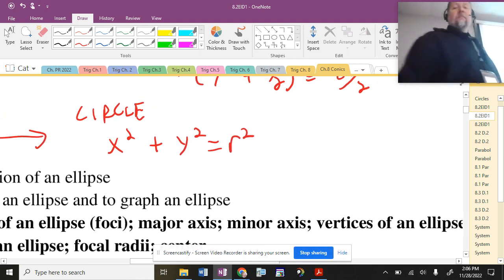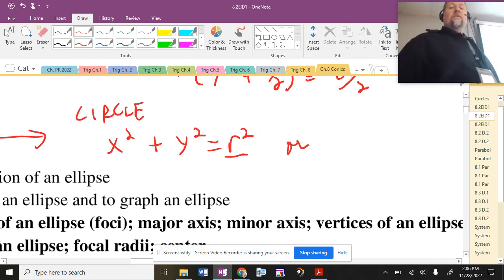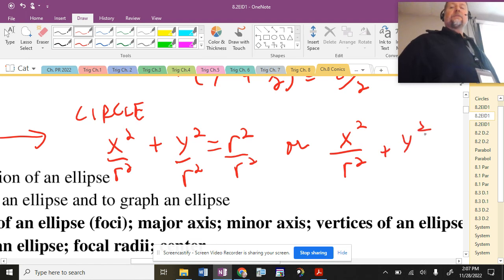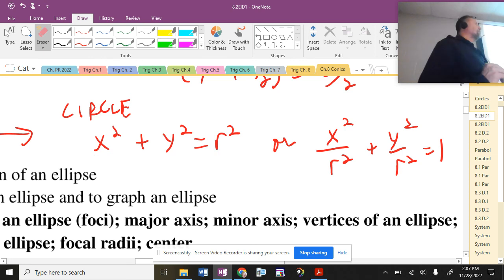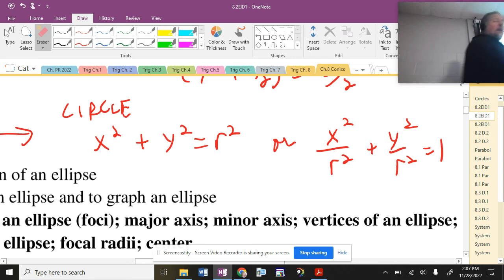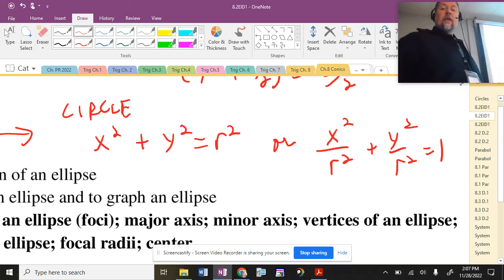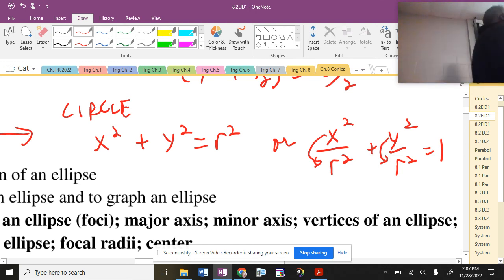I'm going to do this for the purposes of showing you how easy it is to compare a circle to an ellipse. If I decided to divide both sides by r squared, then I would get this equation. You can understand that math. I divided both sides by r squared to get it equal to 1. And then all that happens is the radius squared value is just underneath both x and y. That's it. It's no big deal.